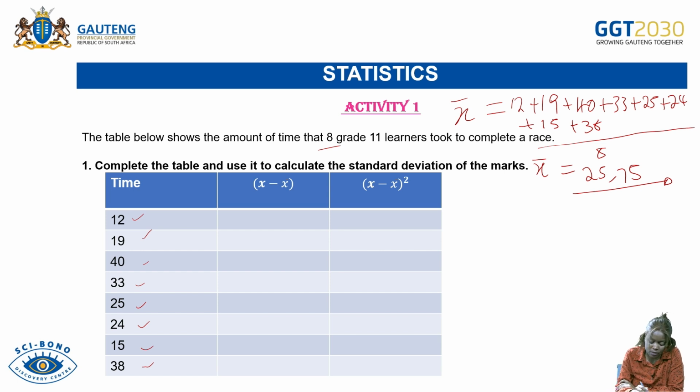And then from there I can use that mean to find my standard deviation. So first things first, you take your data value that is given on this side. In this case it's 12, minus the mean bar, which is 25,75. Then your answer is 12 minus 25,75, and you square. You get negative 13,75. Then you move to the second one, you are given 19 minus 25,75.